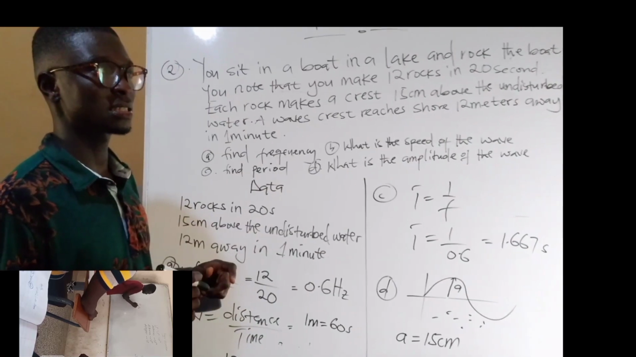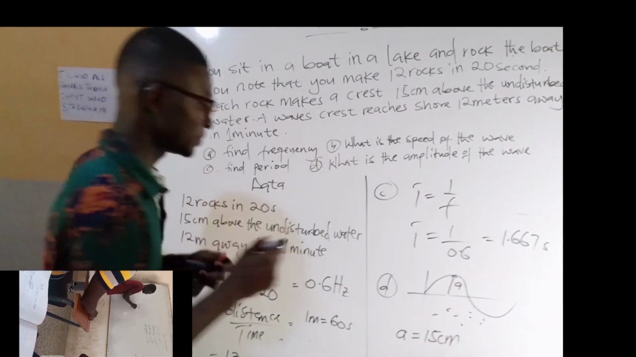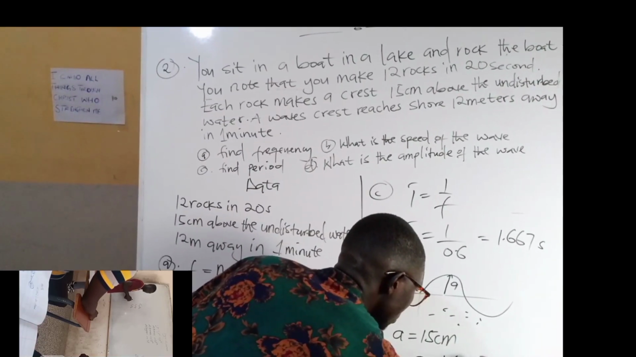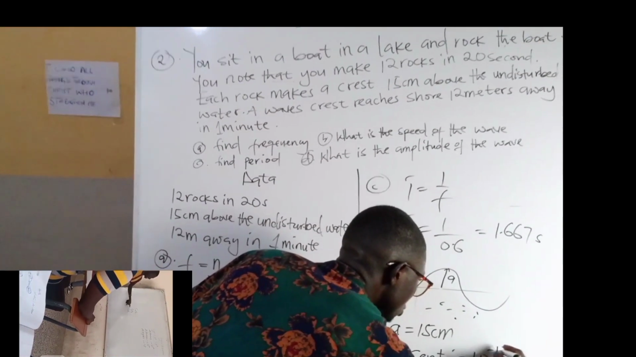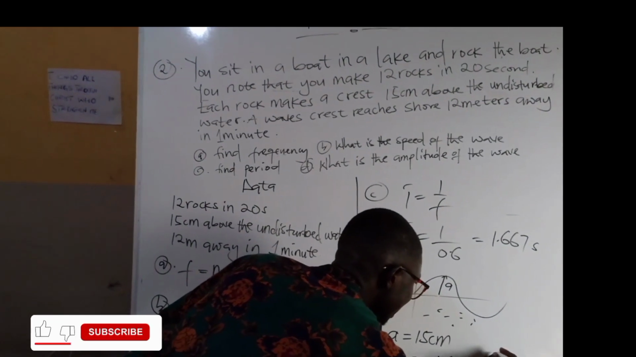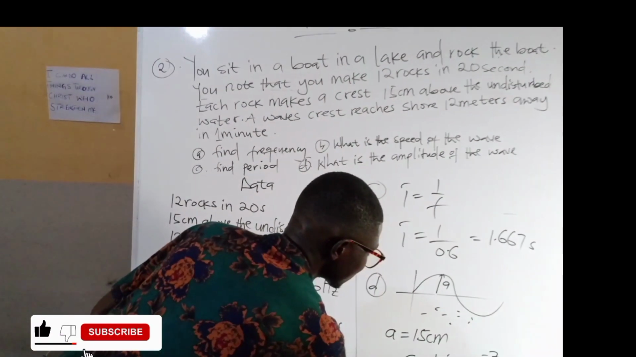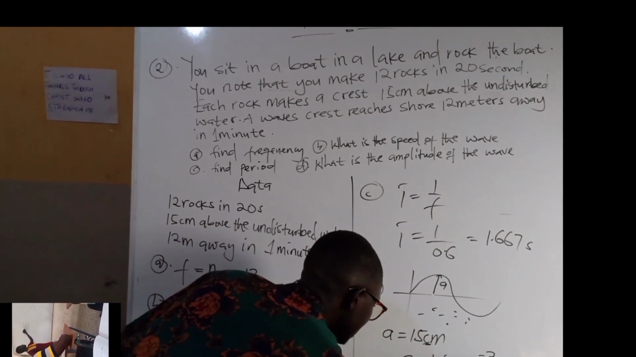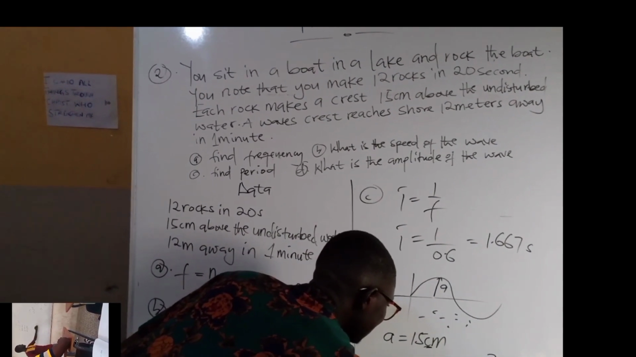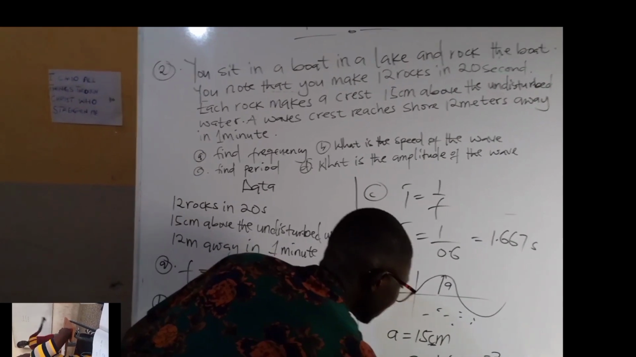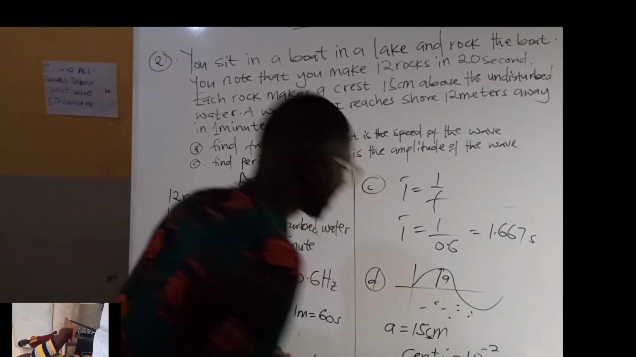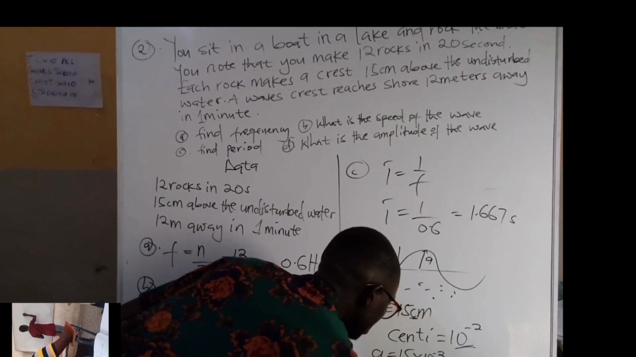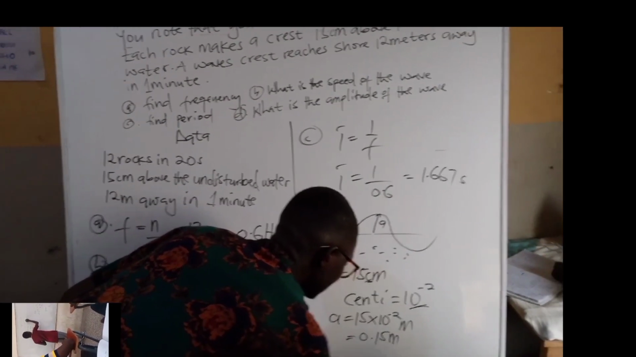Now, the prefixes. We know that centi is equal to 10 exponent negative 2. To replace centi by 10 exponent negative 2, we have amplitude is equal to 15 times 10 exponent negative 2. Then we are left with meters. So finally, to 2 decimal places, that will be 0.15 meters, right?